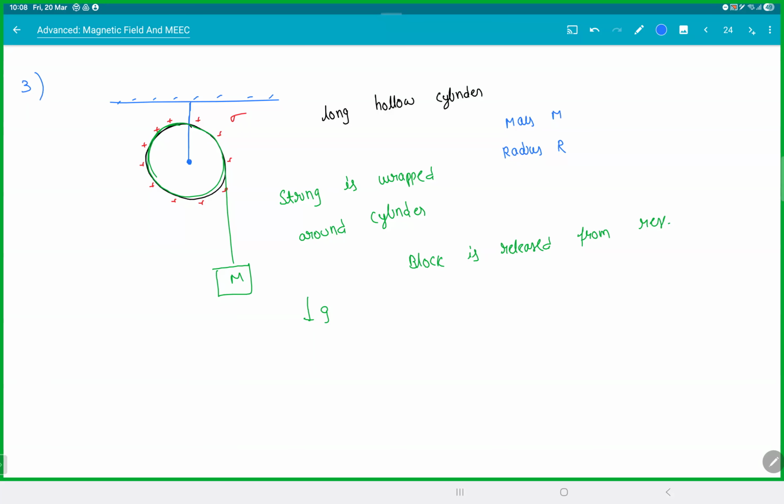There is no external magnetic field anywhere. This is all the data. Got a cylinder with a charge density sigma, mass m, radius r, string is wrapped, the other side you connect it to a block and you left it. Think for a minute more. Then I'll give you little hints and let's see if it clicks.